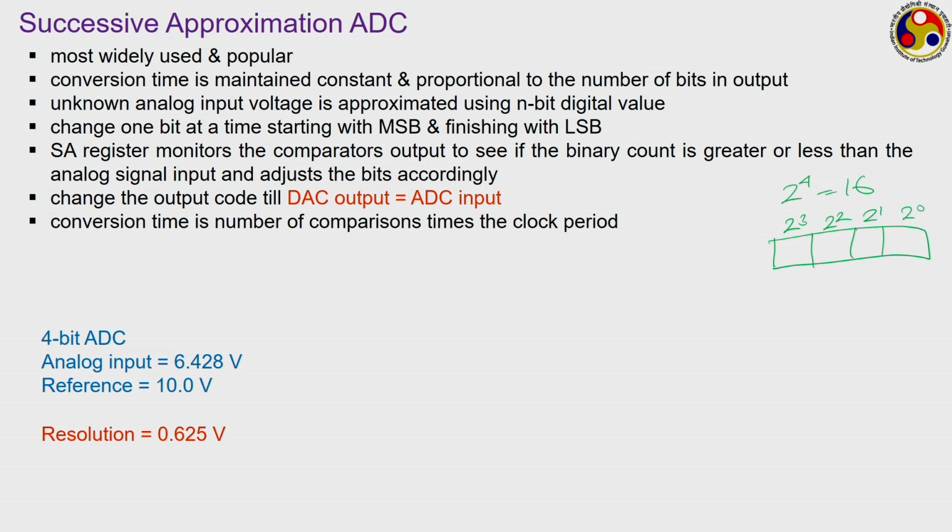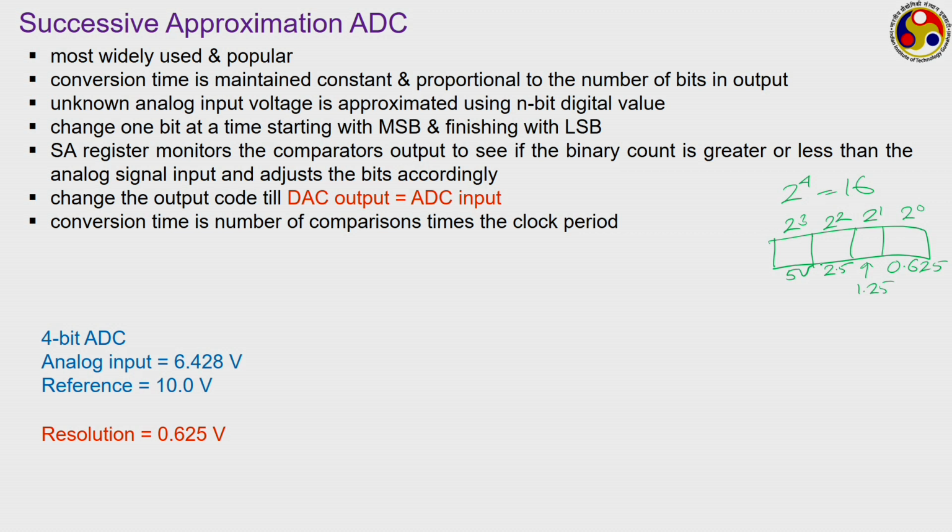So, what is the voltage corresponding to each of them? The first one is 0.625 into 2 to the power 0, that is 0.625 volt itself. The second one is 0.625 into 2 to the power 1, that is 1.25. The third one is 0.625 into 2 square, that is 2.5, and the most significant bit corresponds to 0.625 volt into 2 cube, that is 5 volt.